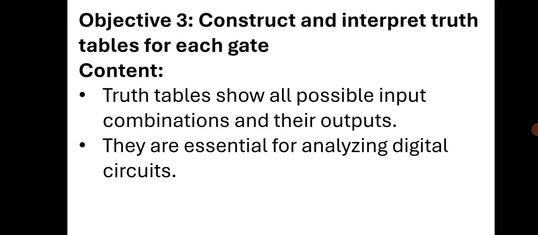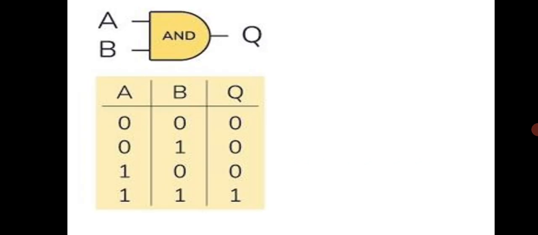So let's now look at what we call truth tables. Truth tables show all possible input combinations and their outputs. They are helpful for analyzing digital circuits. As you are going to see, truth tables show all possible input combinations and their outputs. They are essential for analyzing digital circuits. Let's look at an AND gate.